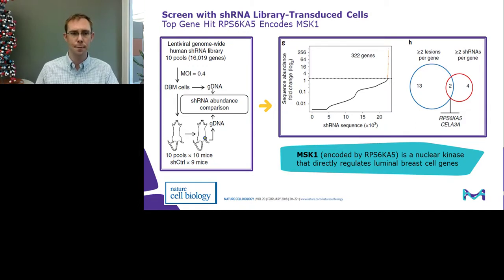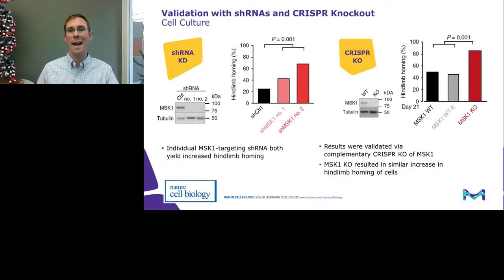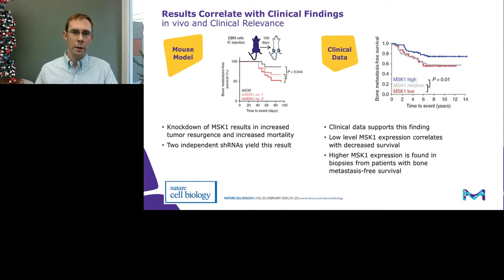MSK1. So the MSK1 shRNAs were then validated by Western blot for protein levels and by homing assay to the bone, and further validated using CRISPR knockout on the right, showing a similar response. These cells were then transplanted into mice and assessed for symptomatic metastases. MSK1 knockdown correlates with decreased bone metastasis-free survival.